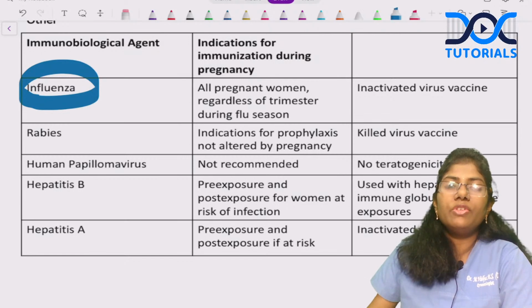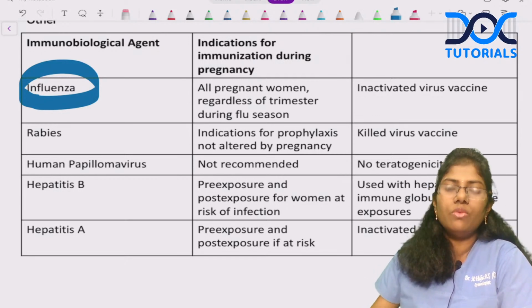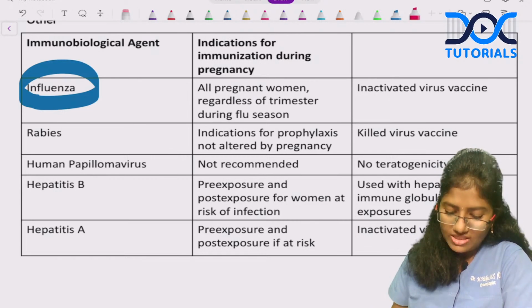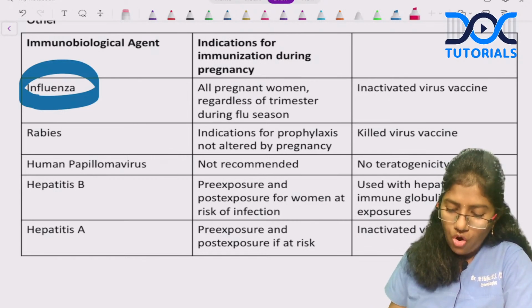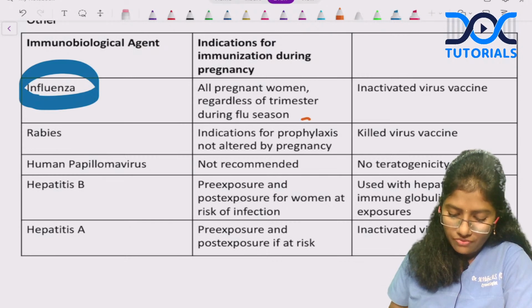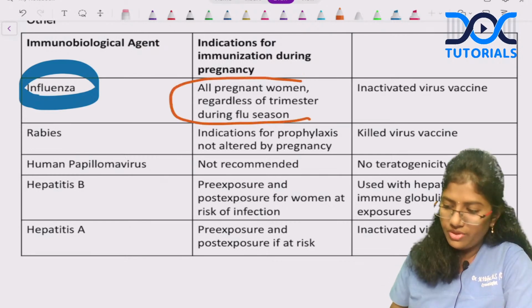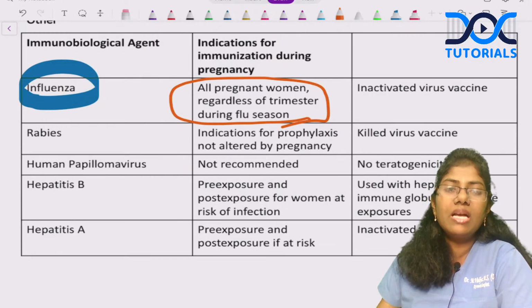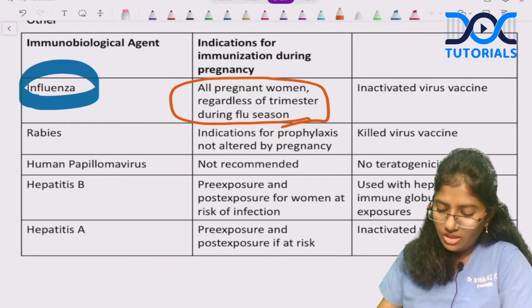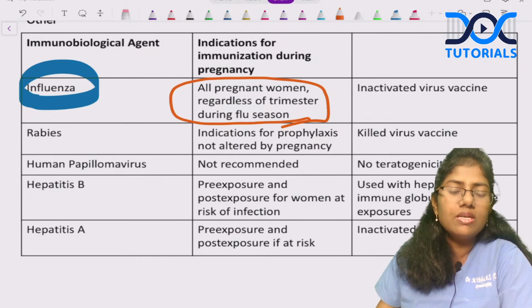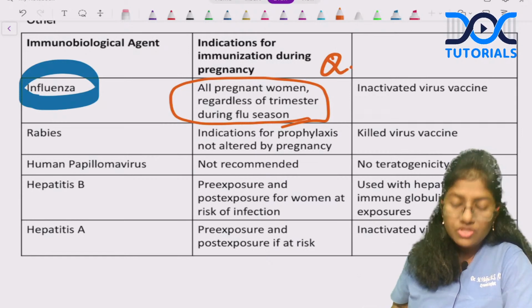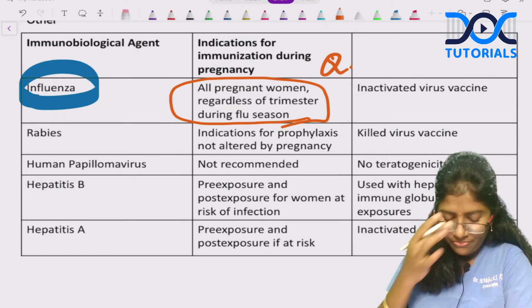Okay, so we were talking about influenza vaccine, right? Can we give influenza vaccine during pregnancy? Yes, the answer is yes, influenza vaccine can be given to all pregnant women regardless of the trimester during flu season, because it is not a live virus vaccine. Very important MCQ, it is not a live virus vaccine.